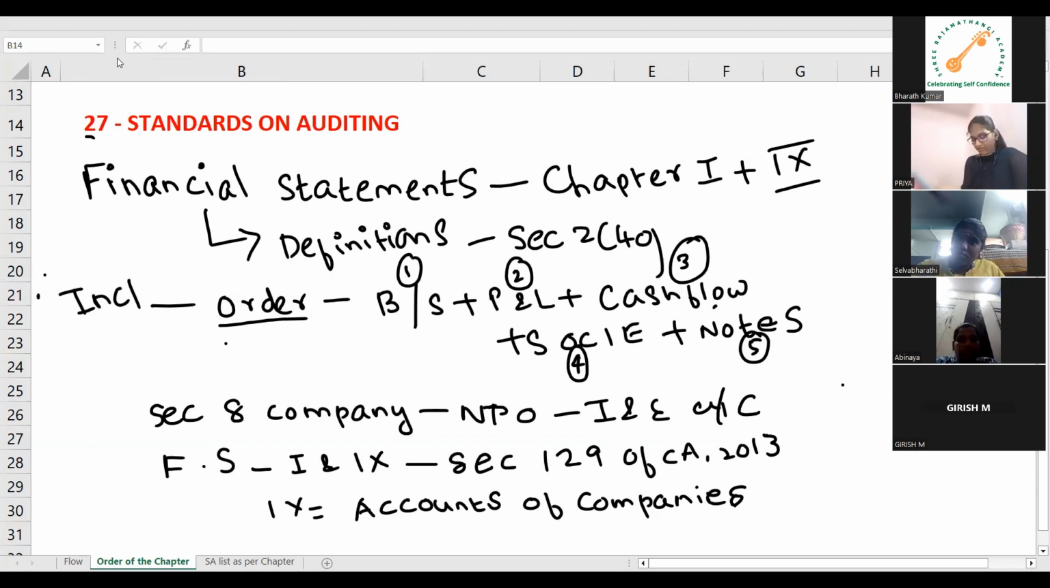So section 2, subsection 40 only has this order, guys. Balance sheet, P&L, cash flow, statement of changes in equity, if applicable, then notes on accounts. Instead of P&L, for a non-profit organization you will prepare income and expenditure account. Chapter 9 means section 129. Section 129, chapter 9 is called accounts of companies. That's how you should remember. Please write this without making a mistake. Just visualize the whole flow.